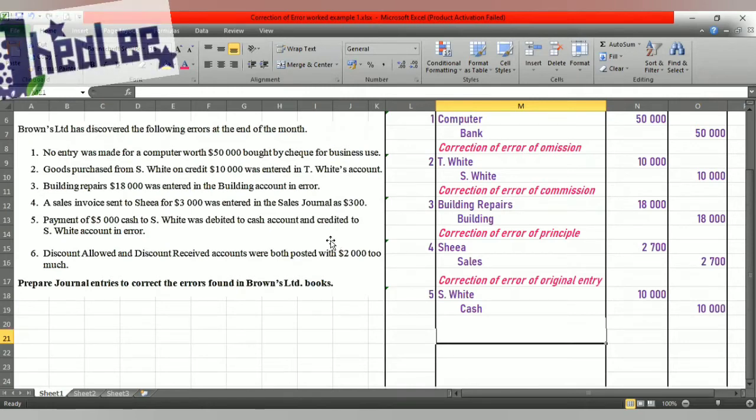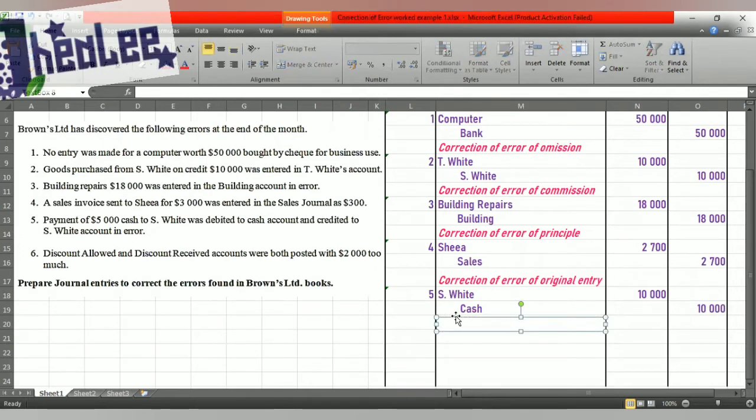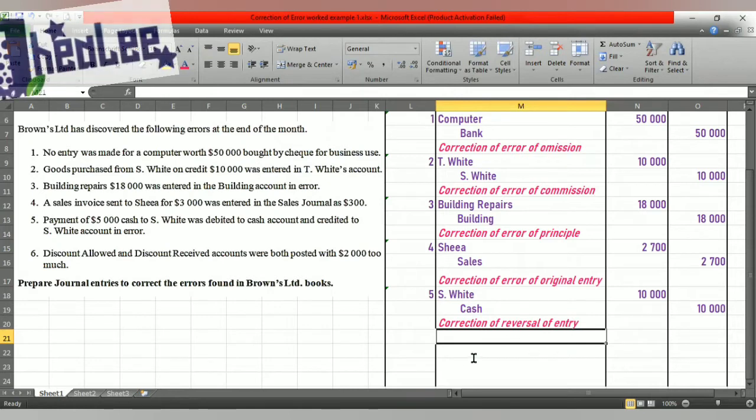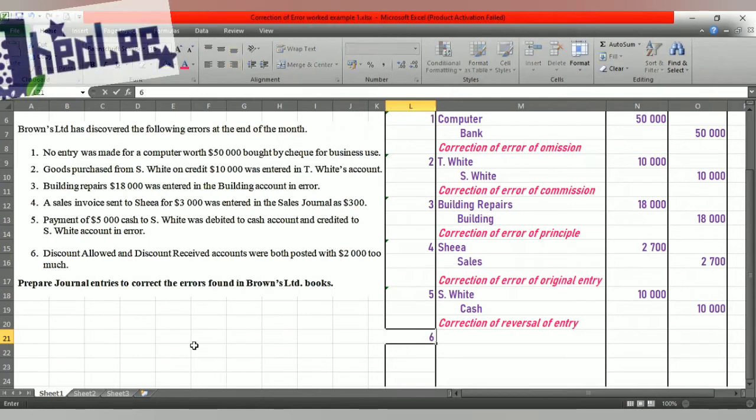We're going to look at the narration. What is the narration for that? Simply, correction of reversal of entry. Okay, and we're going to look at the final one, which is number 6. Discount allowed and discount received accounts were both posted with 2,000 too much. So these accounts were overstated. They were overcast by 2,000.